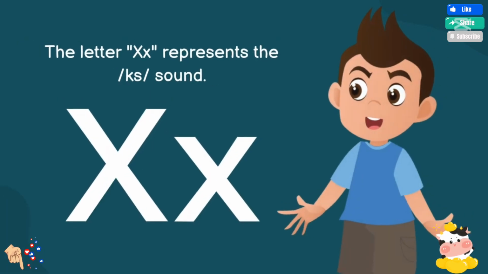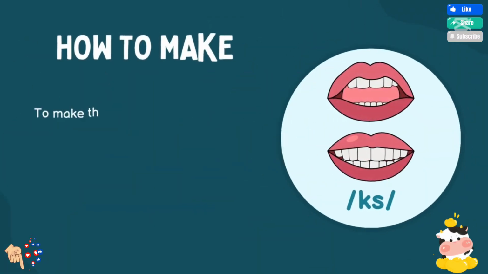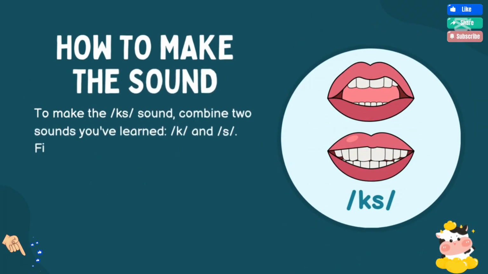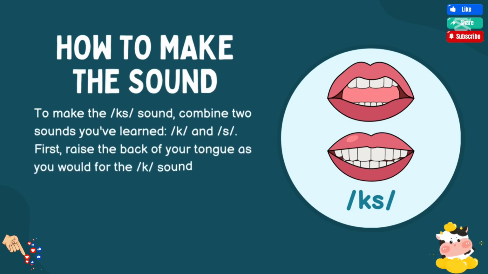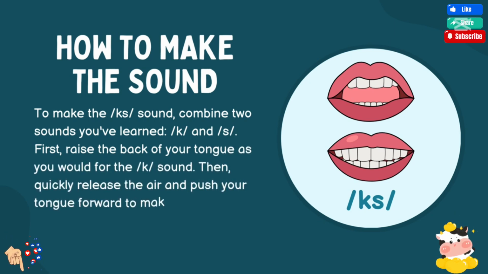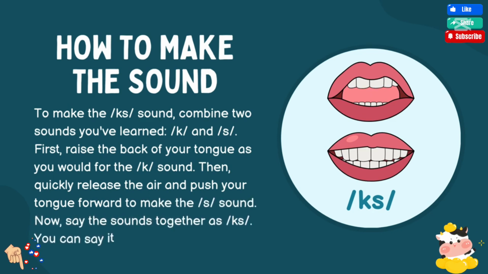The letter X represents the KS sound. How to make the sound. To make the KS sound, combine 2 sounds you've learned, K and S. First, raise the back of your tongue as you would for the K sound. Then, quickly release the air and push your tongue forward to make the S sound. Now, say the sounds together as KS. You can say it like this, KSSSS.